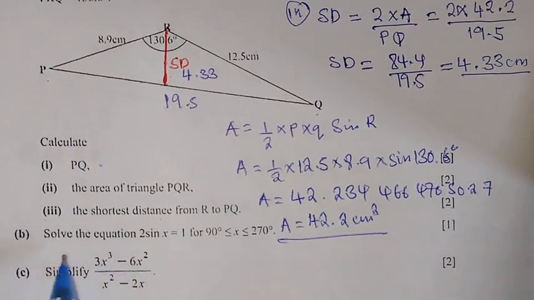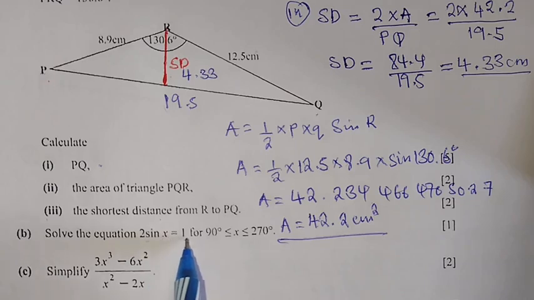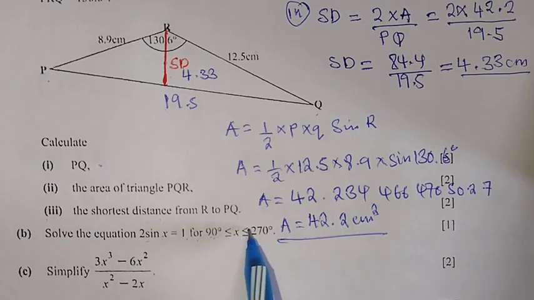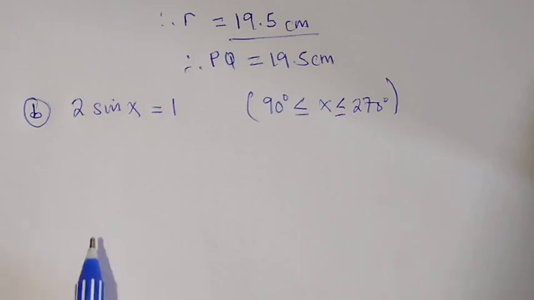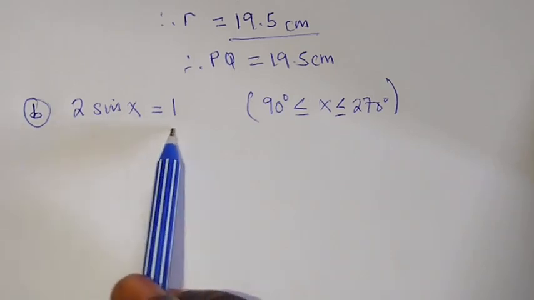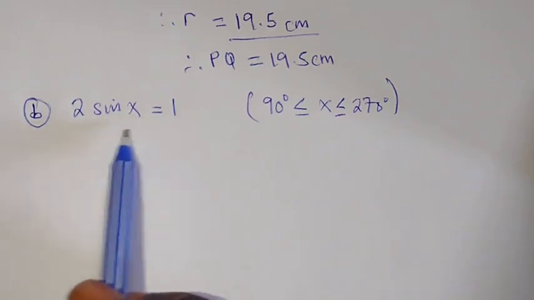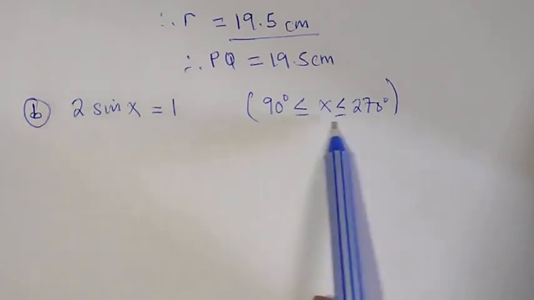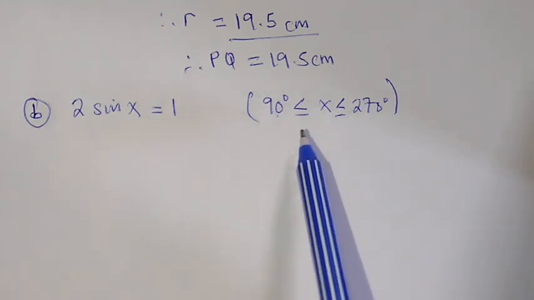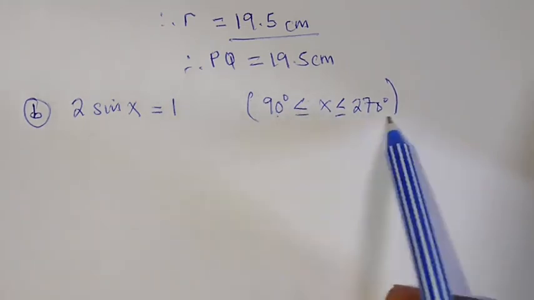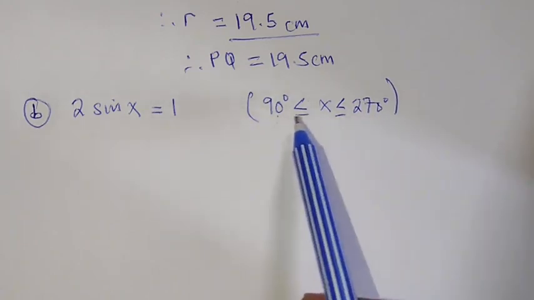In fact, it's not our last question. Solve the equation 2 sin x = 1 for 90 degrees ≤ x ≤ 270 degrees. So how can we solve this one? All right, here is our question B. We need to solve this trigonometric equation. Then we have this range, 90 degrees up to 270, meaning that all the angles we find should lie between this range that we have been given.